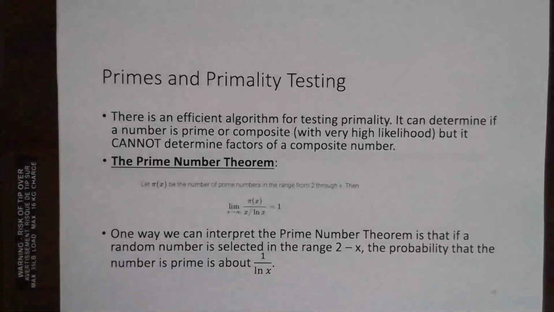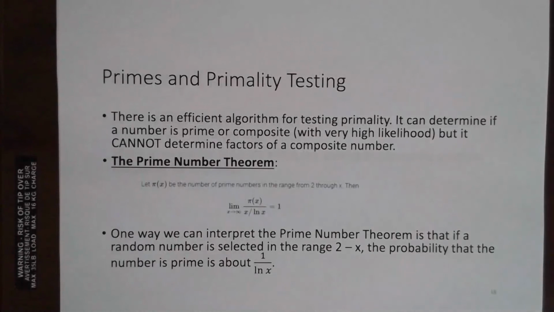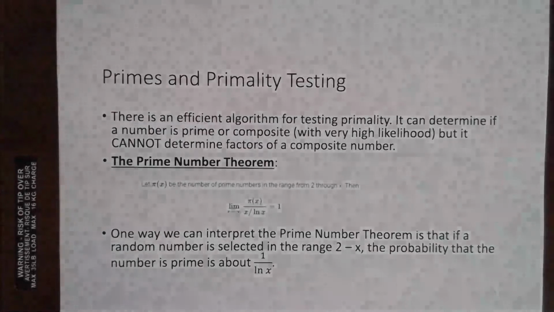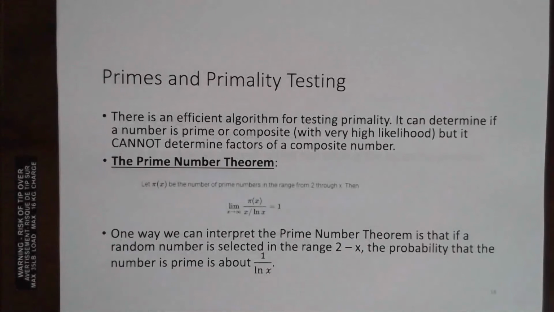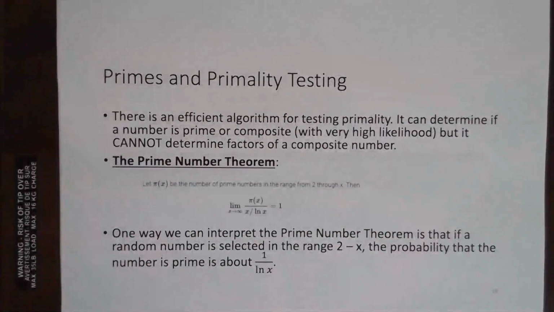All right, the final thing in this section is that there actually is an efficient algorithm for testing if something is prime or not, and it is based on random numbers, so it can with a small probability tell you the wrong answer, but if you run it a certain number of times, the probability that it's incorrect is so small that you can trust it pretty well. Okay, so we're not going to get into that algorithm, but it's based on something called the prime number theorem.